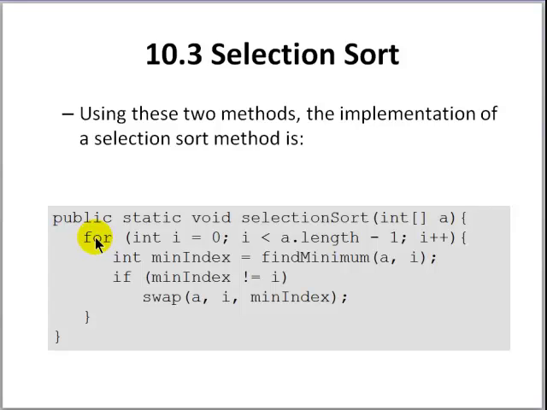But we've taken a little bit of a shortcut and we've split up some of the code. This is actually the outer loop, and we traverse the outer loop from 0 to strictly less than the length minus 1, just like we did in bubble sort. But where is the inner loop? Let's look at this. Int minIndex is assigned findMinimum. We pass it our integer array, and we pass it i, the index of where we are currently in our outer loop. So let's look at this findMinimum.